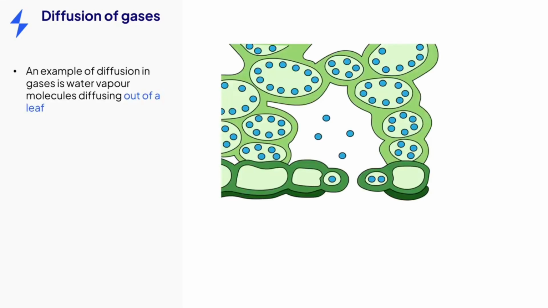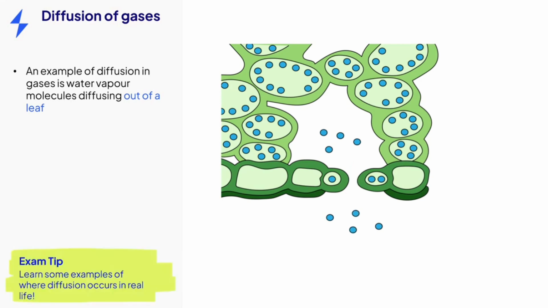Diffusion can happen in empty space or through a membrane. First, let's discuss diffusion in an empty space. An example of this would be water vapour exiting a leaf through a pore on the leaf surface. Here we can see water vapour molecules at high concentration inside a leaf. They diffuse through a pore in the leaf into the outside where there is a lower water vapour concentration. It is a good idea to learn some real-life examples of diffusion, such as the one covered here.